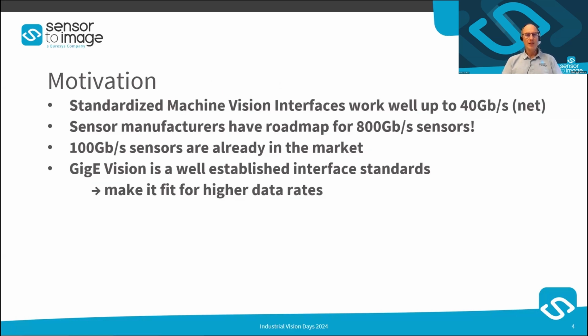Okay, going to the motivation. The standardized machine vision interfaces we have today work well up to 40 gigabit per second, CXP12 by 4, for example, or others. But sensor manufacturers have roadmaps up to 800 gigabit per second, so you see there's a big gap in between. 100 gigabit sensors are already in the market, and you have heard there are products in the market for that. Yes. GigE Vision is a well-established interface standard, but as we see in the next slide, we have to make it fit for these higher data rates.